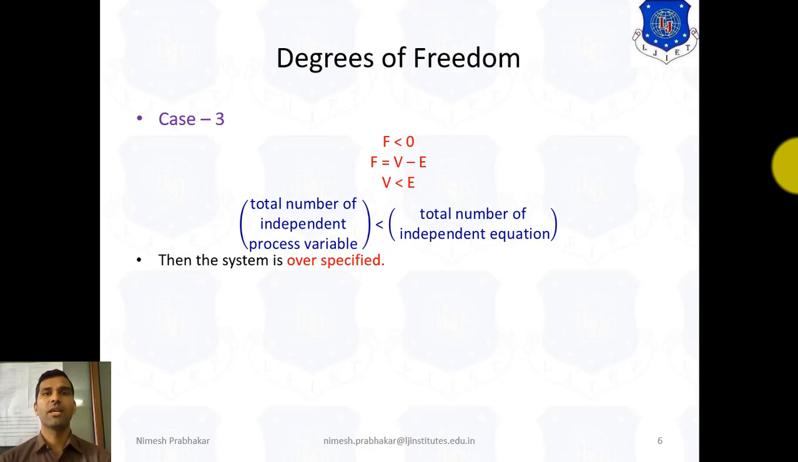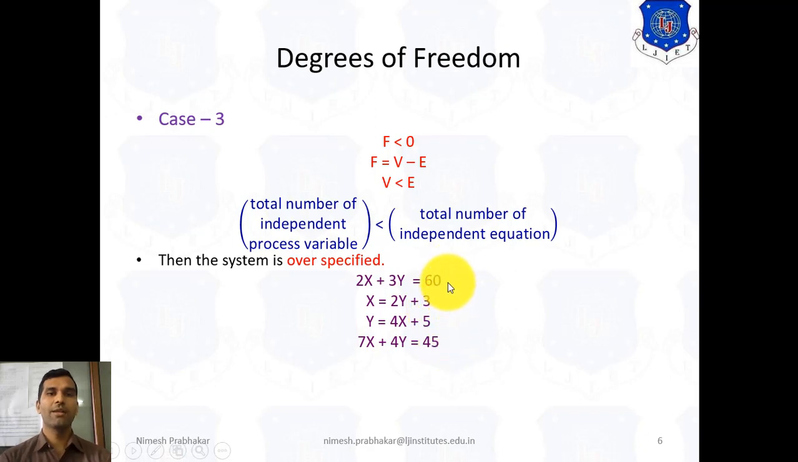To understand this, we take an example where we have a number of equations: first one, second one, third one, fourth one. Here we have a total number of variables of 2 only, x and y, and we have 4 equations. At that time the system is known as an overspecified system, because if we put the values, the variables are 2 minus the equations 4, so we get the answer minus 2. So this system is known as an overspecified system.